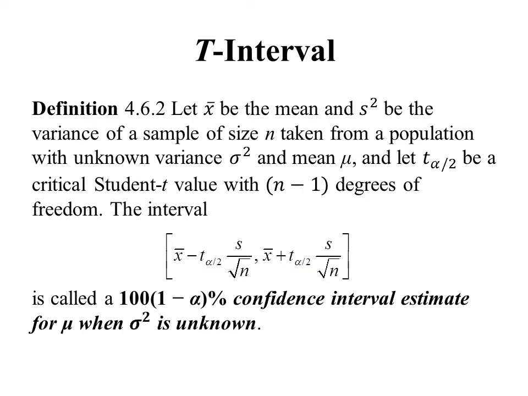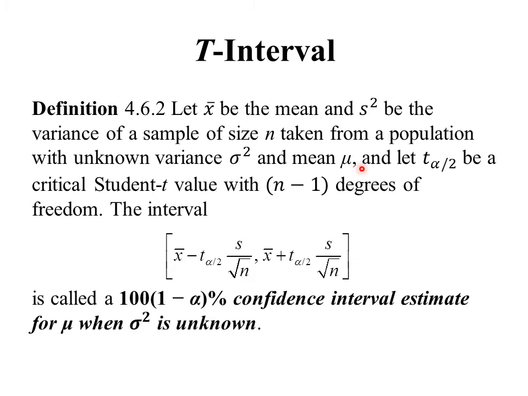And so now we won't get into the theory behind this, but let's define the t interval. So let x bar be a mean and s squared be the sample variance of a sample of size n taken from a population with unknown variance sigma squared and mean mu. Okay? So let's stop right there.